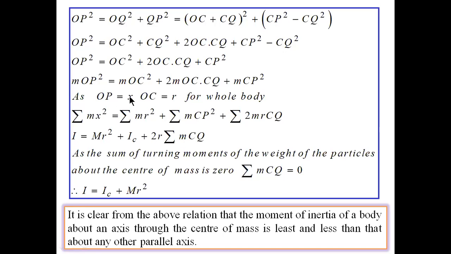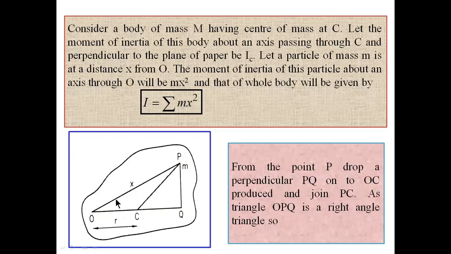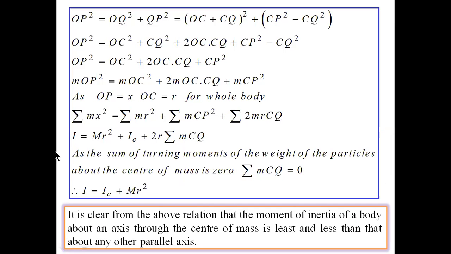Now, OP is equal to x and OC is equal to r. This is our assumption. So in place of OP in m OP square we write x, giving the summation over m x square, and OC equal to r. So we get summation over m r square plus summation over m CP square, and this one is 2m OC CQ.